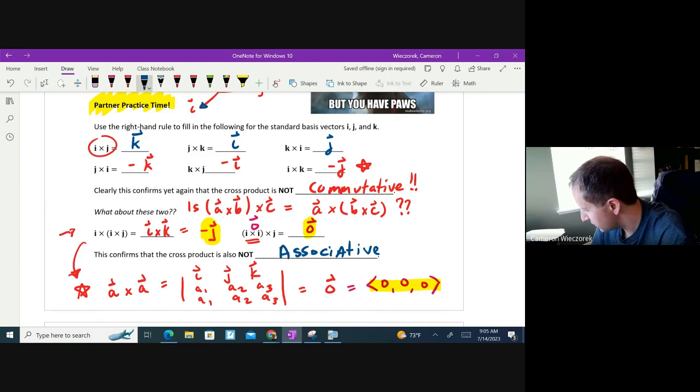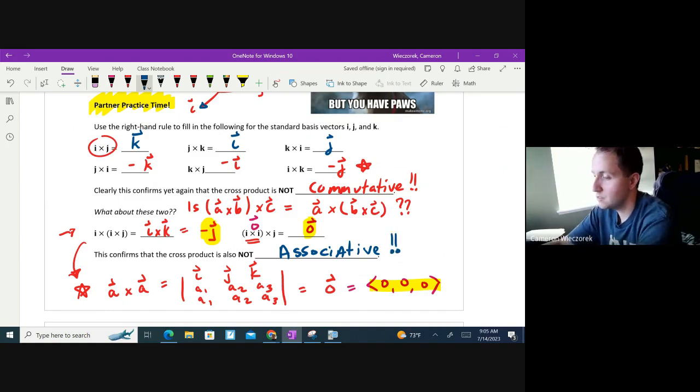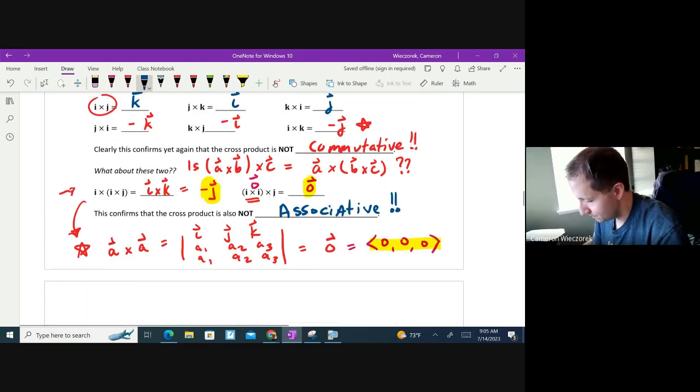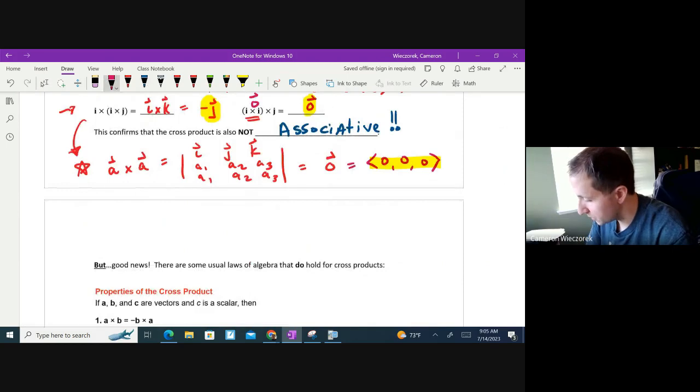So maybe at this point you're thinking, wow, it's not a lot of things. It's not commutative. It's not associative. What good is this? Well, there is good news. I promise. And this would be a good exercise for later for you to finish and try out just to do some of the algebra. So I'll leave this as an exercise.